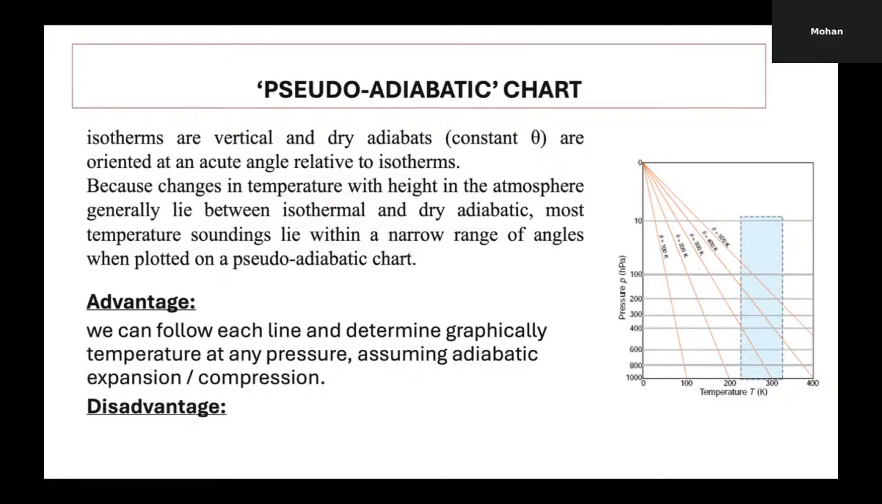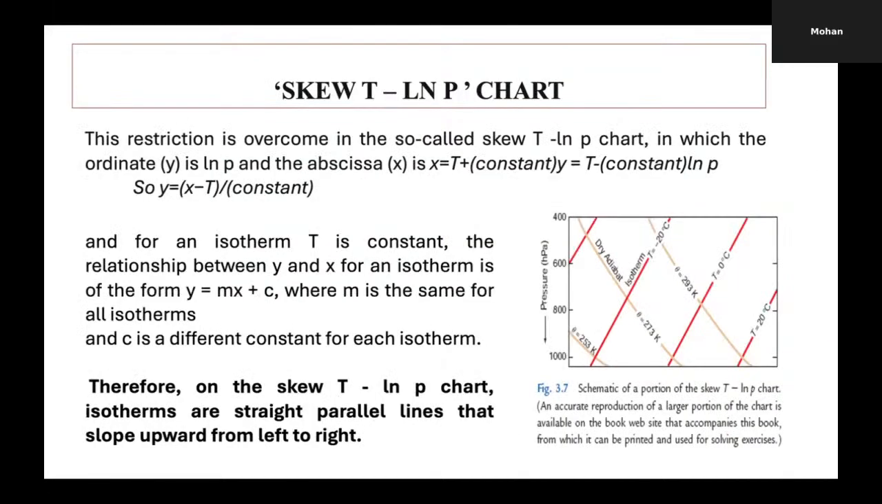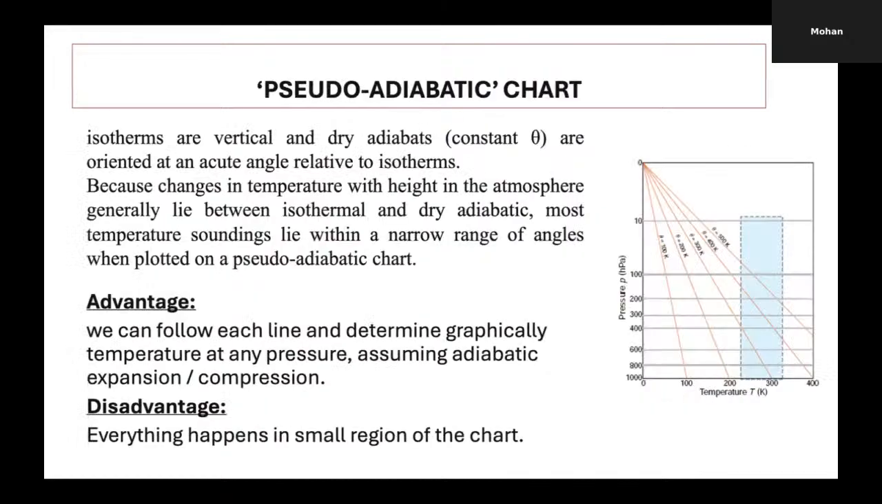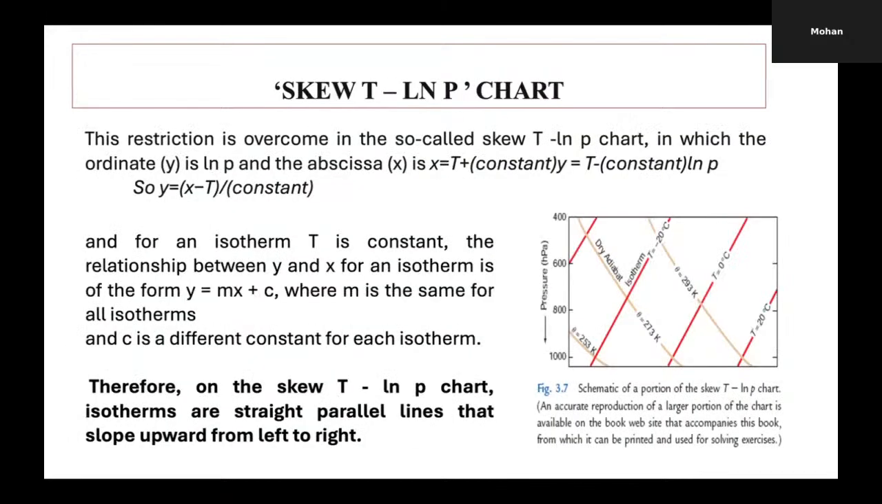But the disadvantage is that everything can only happen in a small region of the chart. If you ingest moisture, this chart is of no use, because you cannot say anything, as it's dry adiabatic only. So to overcome this, the QT charts came, called QT. The T on the x-axis here is straight, but in this QT, the T would be slightly skewed, and the pressure would anyway be a logarithmic scale. So this is a QT diagram.